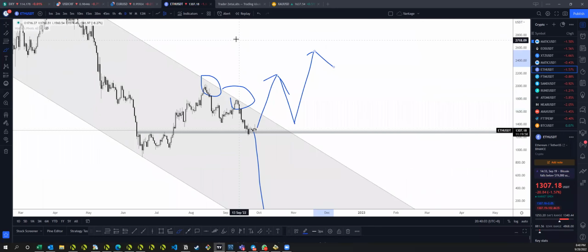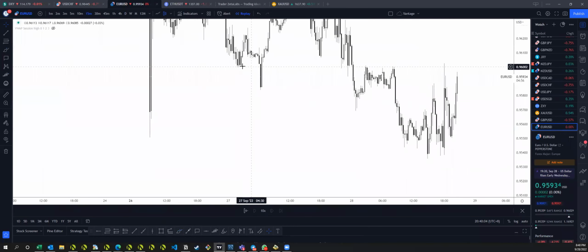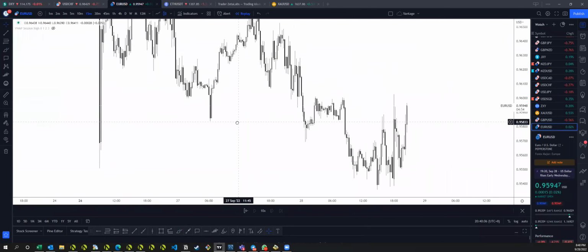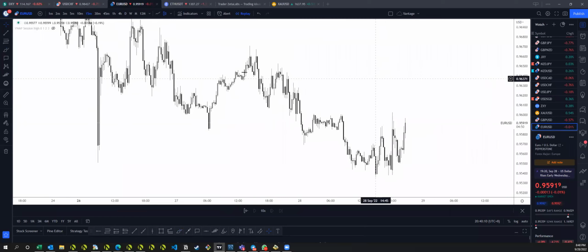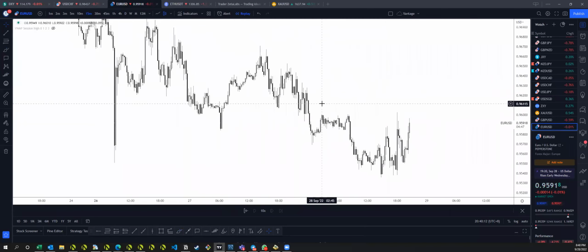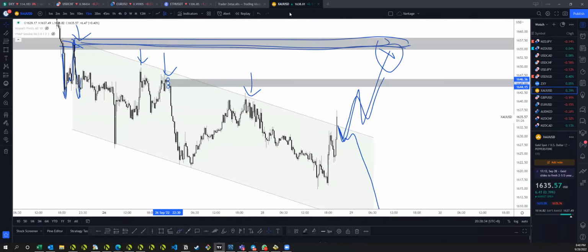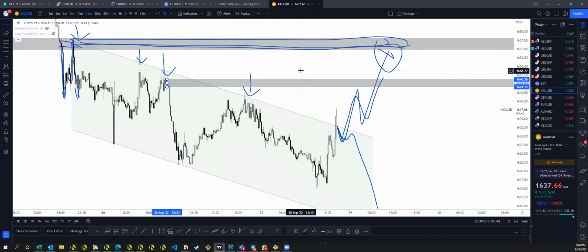Okay, so any other pairs you guys want me to go through? Otherwise, that will be all for today. We'll have another session on Friday, just to see some of the analysis that we did today and how it turned out. Overall, dollar is still very strong. We want to be on the lookout for buys for the dollar and sells for everything else.